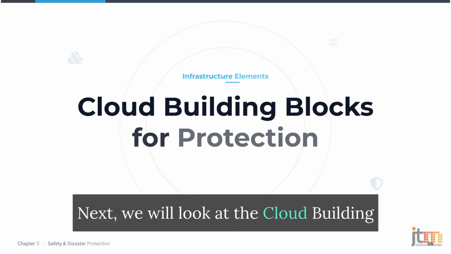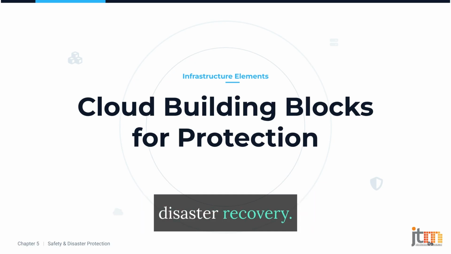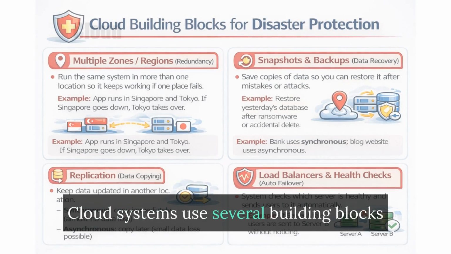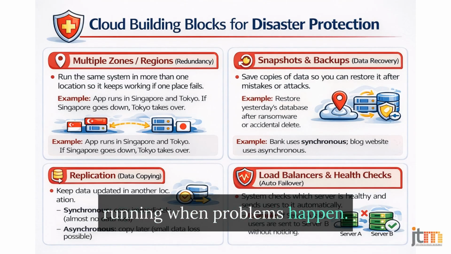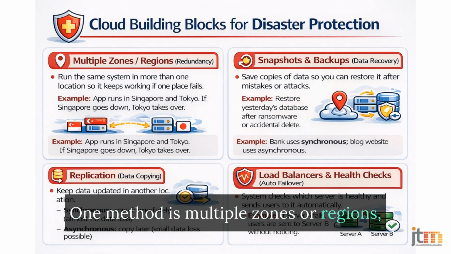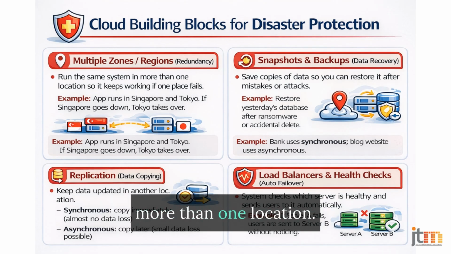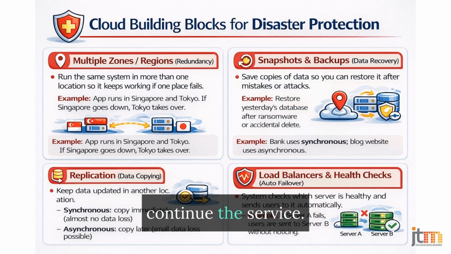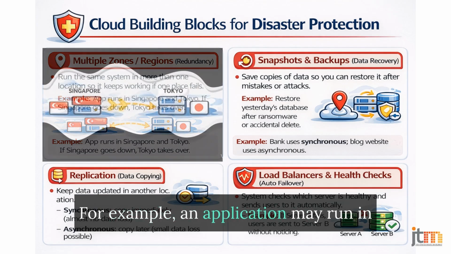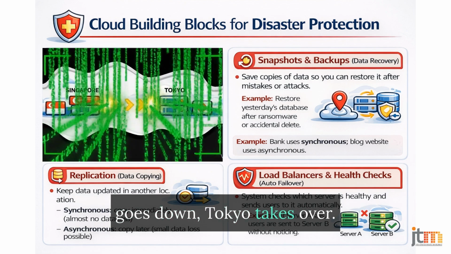Next, we will look at the cloud building blocks for protection, which are the infrastructure elements supporting disaster recovery. Cloud systems use several building blocks for disaster protection to keep services running when problems happen. One method is multiple zones or regions, also called redundancy. This means running the same system in more than one location. If one place fails, another location can continue the service. For example, an application may run in Singapore and Tokyo, and if Singapore goes down, Tokyo takes over.